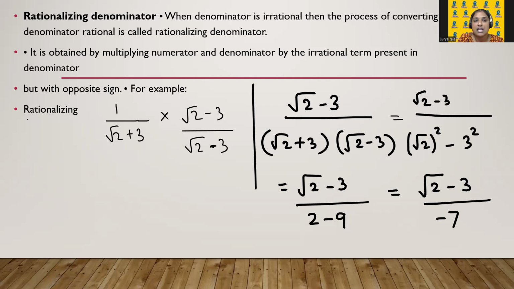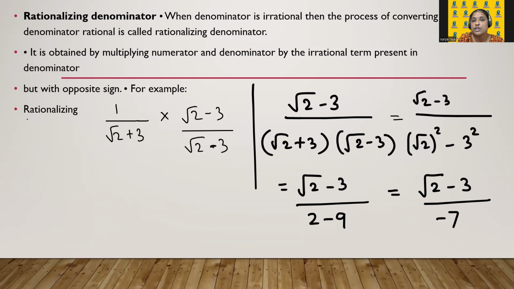As you can see, the given example is 1 by square root of 2 plus 3. And I have multiplied by square root of 2 minus 3, taking the opposite sign of the sign between the two terms under the denominator. Since it is square root of 2 plus 3, I have taken square root of 2 minus 3. If it is square root of 2 minus 3, I would be taking square root of 2 plus 3. I hope this is clear.